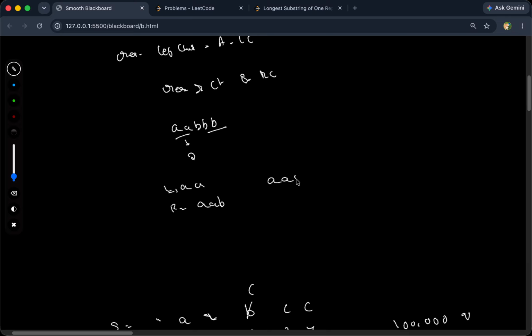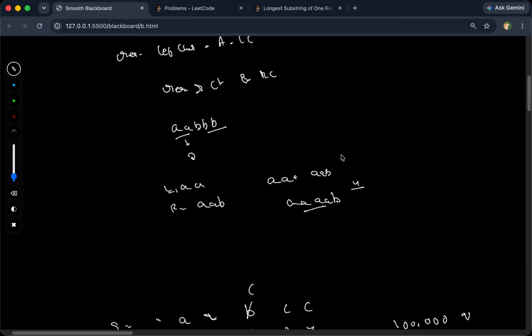Actually, press a b, a b. Okay, now the prefix is 4. Why? Because the entire left segment is a and the right segment also starts with a.